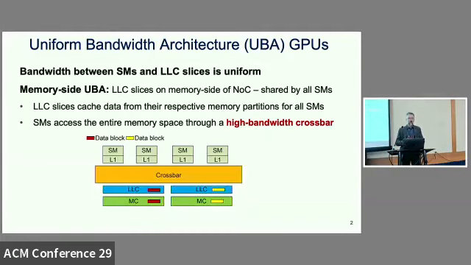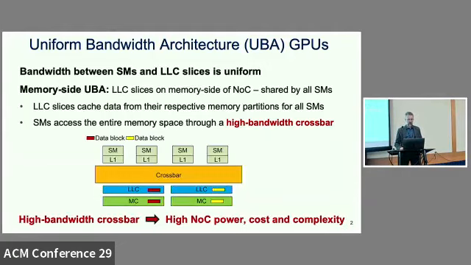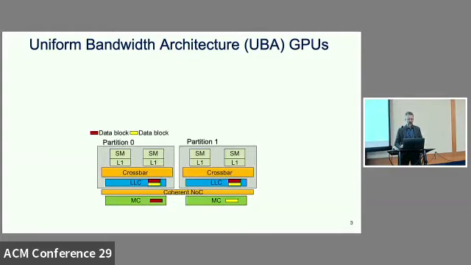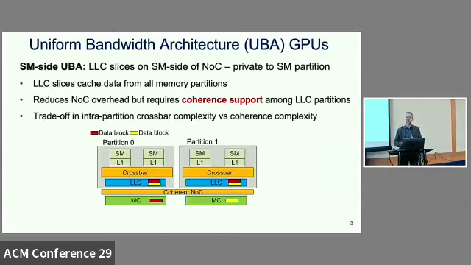The implication of this is, of course, that the SMs need to access the entire memory space through a high bandwidth crossbar. A high bandwidth crossbar, no surprise, incurs high NOC power, NOC complexity, and high NOC cost. To reduce the complexity of the NOC, you could put the LLC slices on the other side of the NOC. And this is actually what is being done in an SM side UBA.